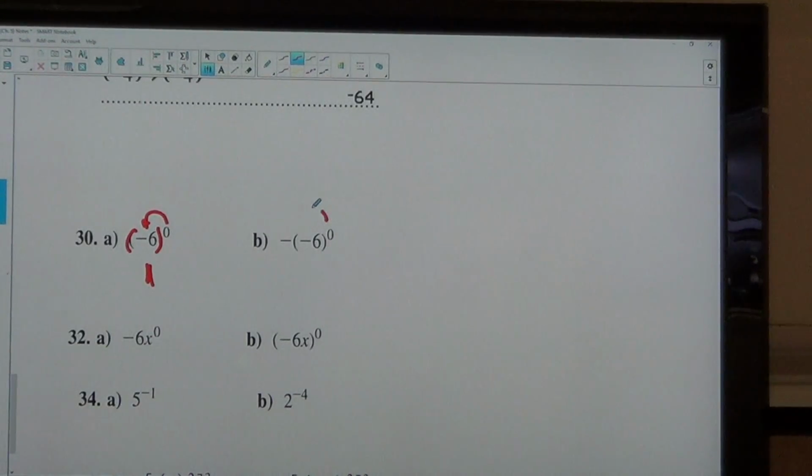-1. The 0 is only attached to the parentheses. This is riding dirty out front. So this piece turns to a 1, and that is riding dirty out front. You see the difference?